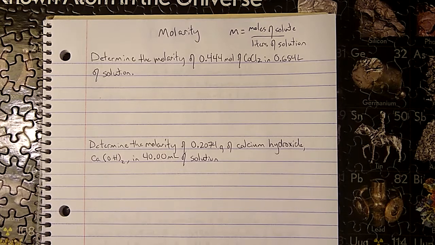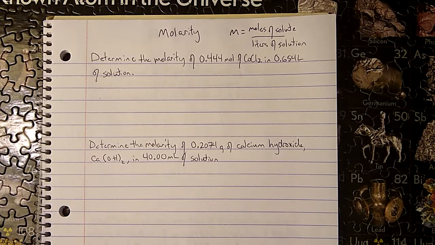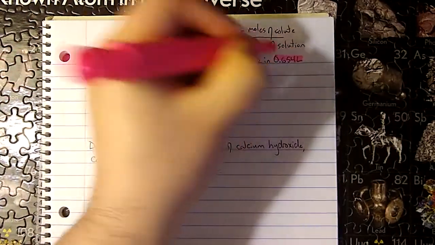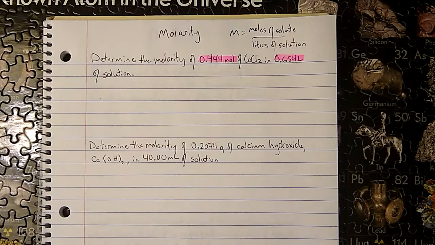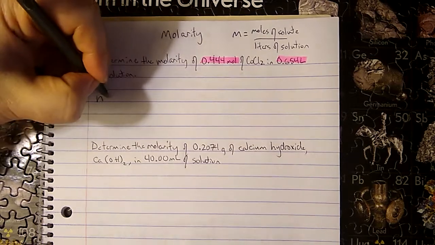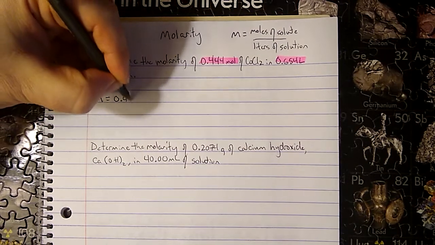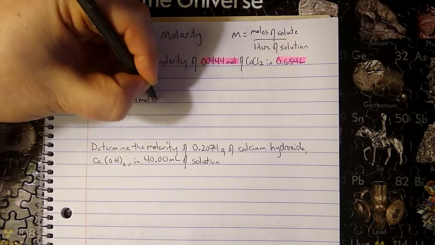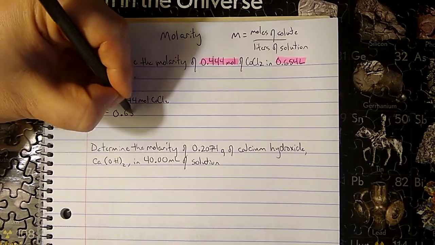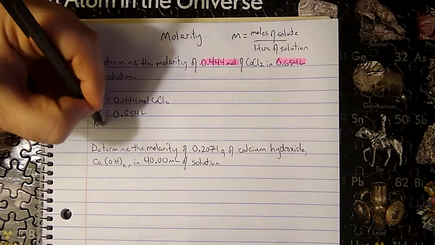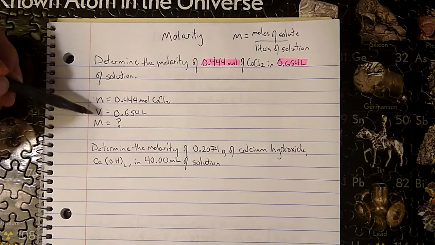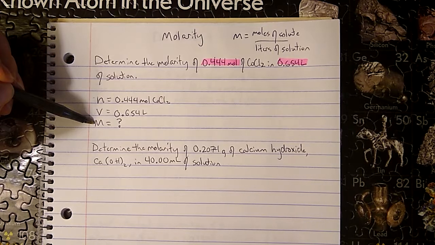Well, anytime you're doing a word problem that uses an equation, the first step is to always go through and identify your knowns and unknowns. I know the number of moles is 0.444. The volume of the solution is 0.654 liters. I don't know the concentration. We're going to use N for number of moles, V for volume, and capital M for molarity.